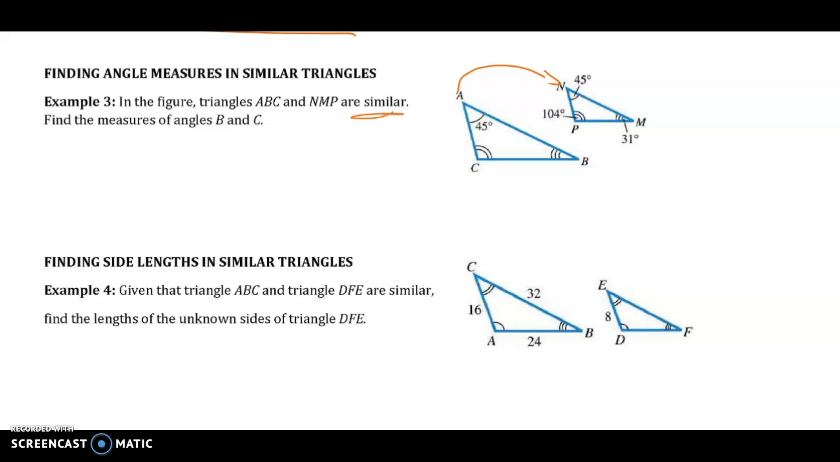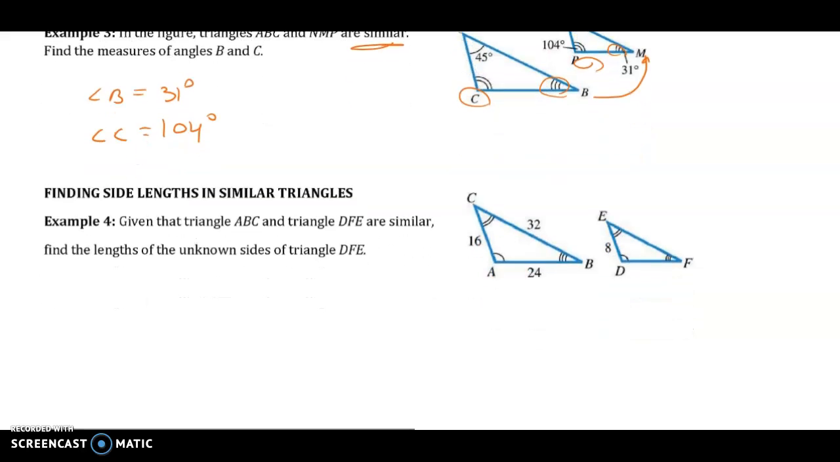Because they're similar, angle A and angle N are equal. I also know because of the hash marks that B and M are equal, and C and P are equal. So find the measures of B and C. So angle B is going to be 31 degrees and angle C is going to be 104 degrees. Go ahead and try this one down here.